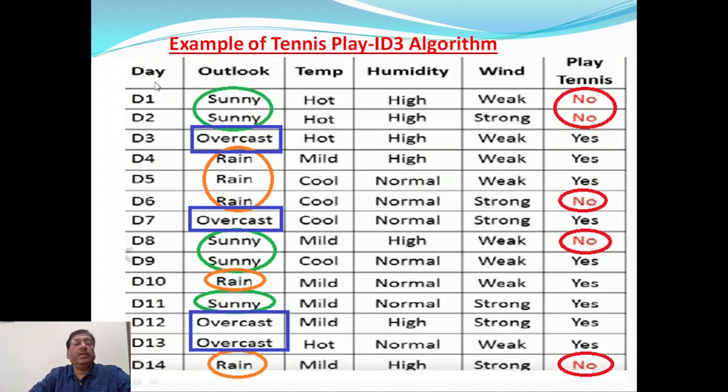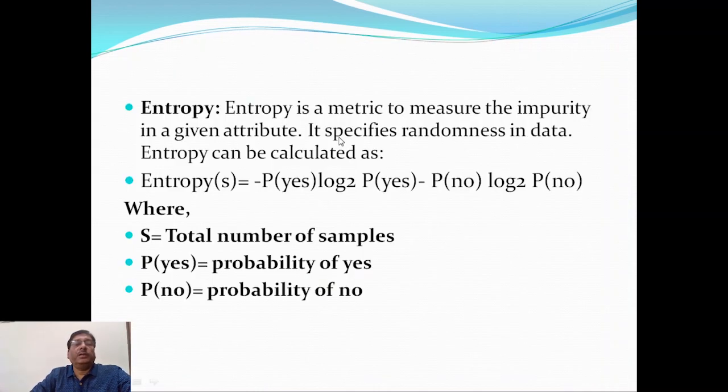In this data set that is given to us, there are 14 examples, and out of that 5 are negative instances and 9 are positive instances. So remember, 5 are negative and 9 are positive instances over there. Out of 14, 9 are positive, 5 are negative. So how are you going to find the entropy for each? Entropy, as I said, is a metric to measure the impurity in a given attribute. Impurity over here specifies the randomness in data.